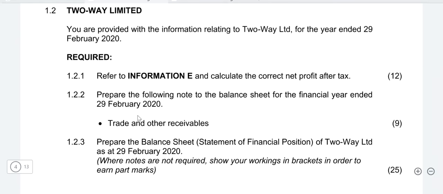In tonight's lesson, we're going to be looking at how to prepare the correct net profit after tax. I'll be showing you ways that you can use to get the correct net profit after tax. I hope that after watching this lesson, your accounting problems will be a thing of the past. With that out of the way, let's get into the lesson.